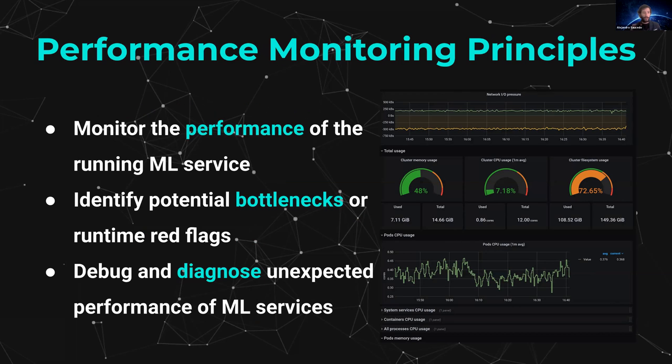So let's start with the first part, and I'm sure that many of our fellow programmers in this audience are going to be more familiar with this: performance monitoring. The principle is being able to monitor your microservice on its running underlying performance. This is to identify potential bottlenecks, runtime red flags, malfunctions, or identify something preemptively before it actually goes wrong. And then, of course, being able to debug and diagnose unexpected performance. In this case, it's in the context of our machine learning model, right? Our deployed machine learning model crashes, behaves incorrectly, or has major throughput spikes, et cetera. So that's basically the things that we want to look at.